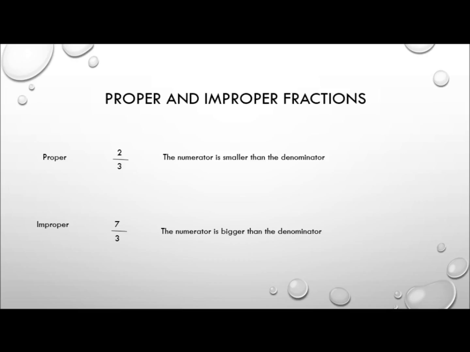Now, simple fractions can be divided into two groups called proper fractions and improper fractions. A proper fraction has a smaller numerator than denominator. That is to say, the number on top is smaller than the number on the bottom. And with an improper fraction, the number on top, or the numerator, is bigger than the number on the bottom, or the denominator. Just because an improper fraction is called improper doesn't mean it's not appropriate to use it.